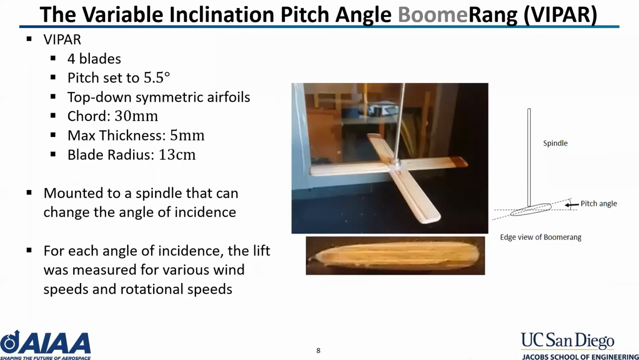The boomerang used in this paper is the variable inclination pitch angle ring, VIPAR, and has 4 blades with an average blade pitch of 5.5 degrees, top-down symmetric airfoils, a 30 millimeter chord, a maximum thickness of 5 millimeters, and a blade radius of 13 centimeters. The VIPAR is mounted to a spindle that can change the angle of incidence to the wind.